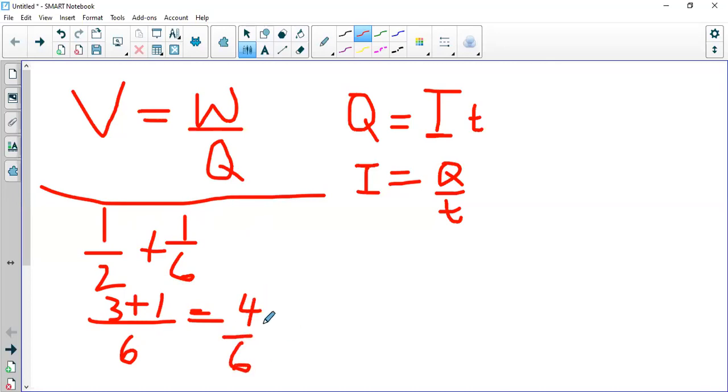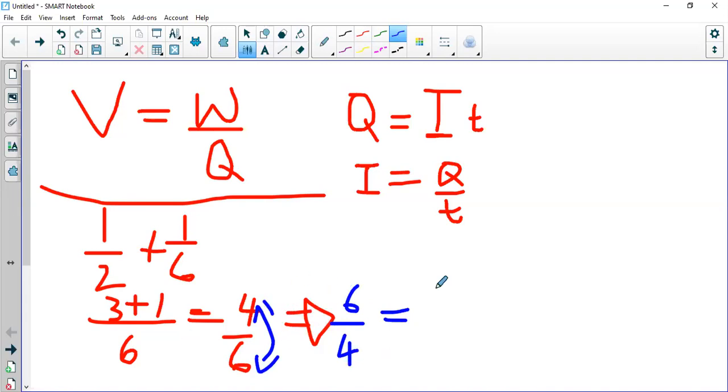Then you flip it. Please don't make it an equal sign here. You're going to have to flip this. You flip the 2. Therefore, it becomes 6 over 4. And 6 over 4, what is 6 over 4? Please don't put an equal sign here. That's why I'm putting an implication sign.